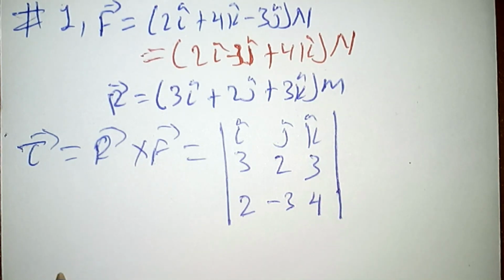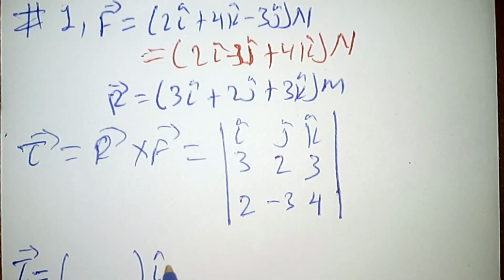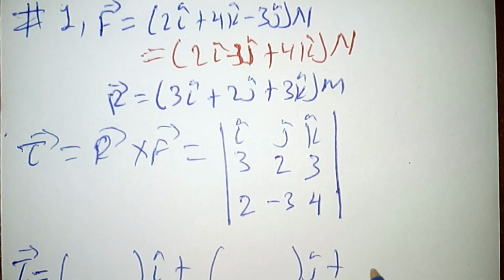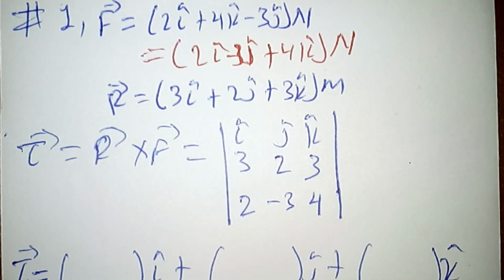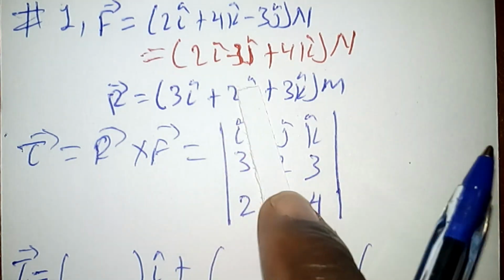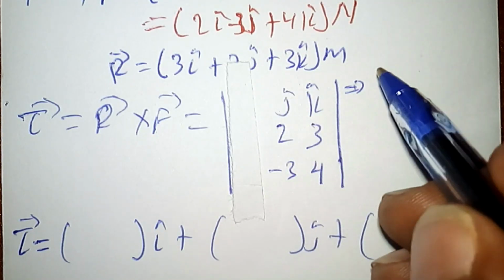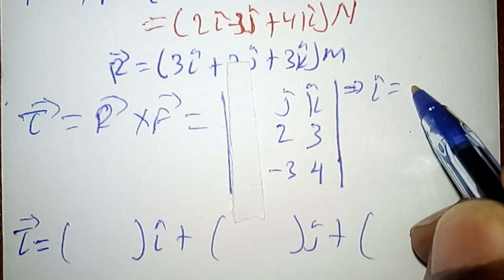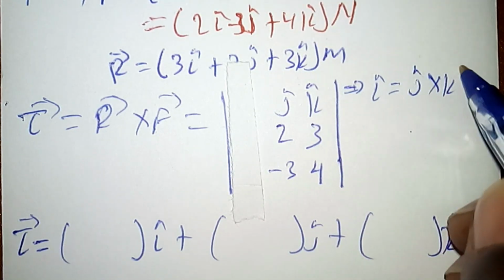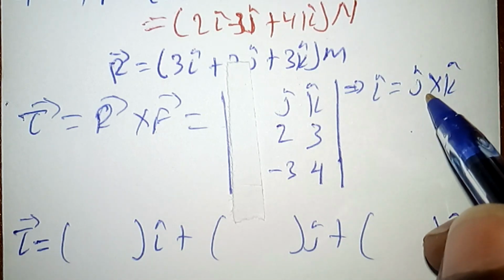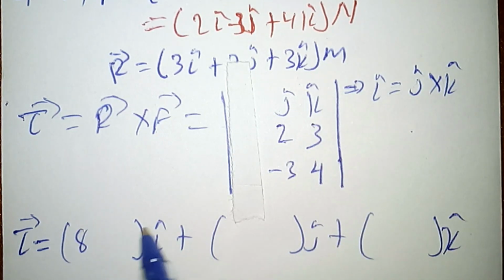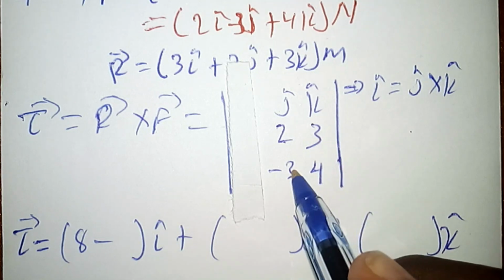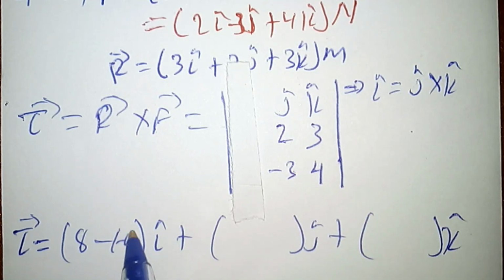Then we have the 3 components of the torque: the i component, the j component, and the k component. If you want to find the i component, you can hide the column under the i. So i is always j cross k. This is from the clockwise system, and the reverse is also the negative. So j cross k means 2 times 4 is 8, minus 3 times -3, which is -9.